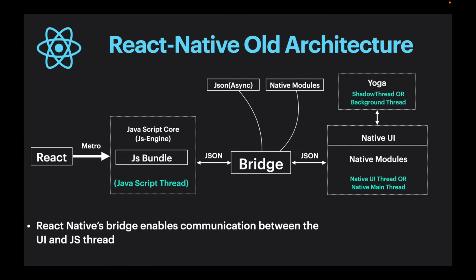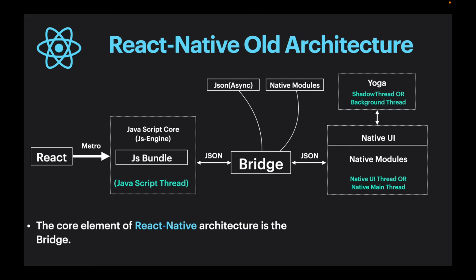In the old architecture we use a bridge. All the threads communicate with each other with the help of the bridge. The bridge is the main concept in the old architecture. The React Native bridge enables communication between the UI and JS threads. We know that the JavaScript thread and native thread cannot communicate without the bridge, so the bridge is the main part of communication. The native UI thread and the JavaScript thread cannot communicate with each other without the bridge.